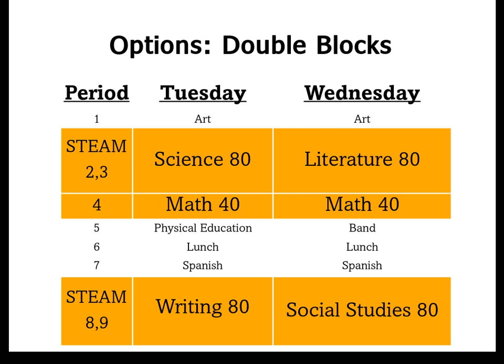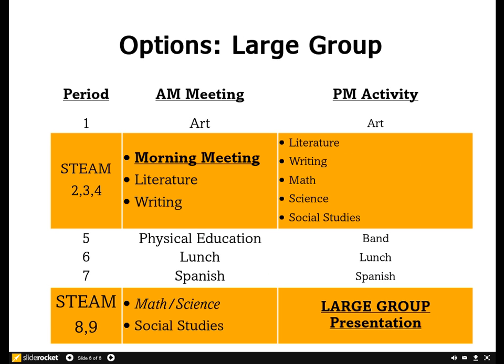So these are some pretty typical schedules that show some 80 and 40-minute periods mixed in there. It also allows us to do large group meetings, like our morning meeting that we have traditionally on Mondays. Also allows us to shorten class periods and have large group presentations of project activities.